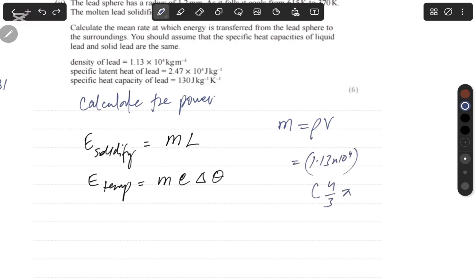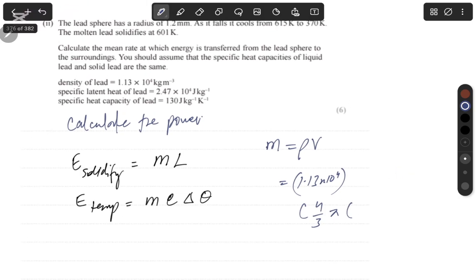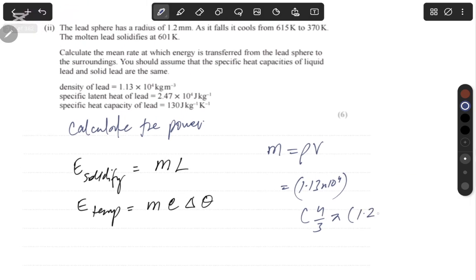And then volume I know is 4/3 πr³. So r is in millimeters. I'm going to do 1.2 times 10 to the power of minus 3 to change it to meters, and then cube. And that's going to give me the mass, which is 8.179 times 10 to the power of minus 5 kg.